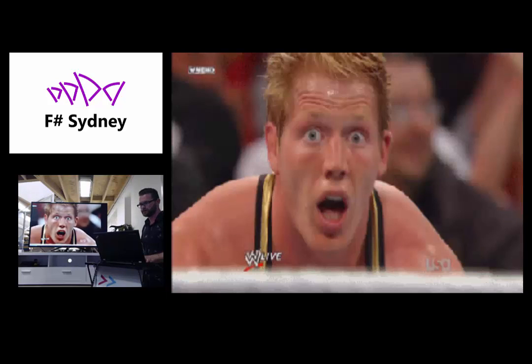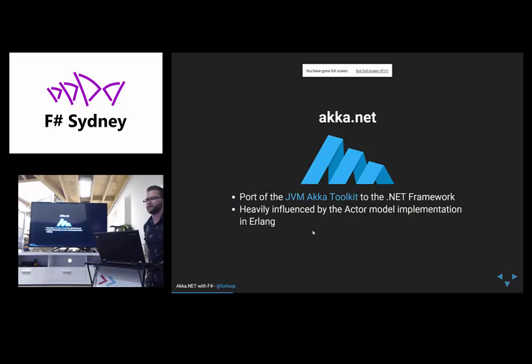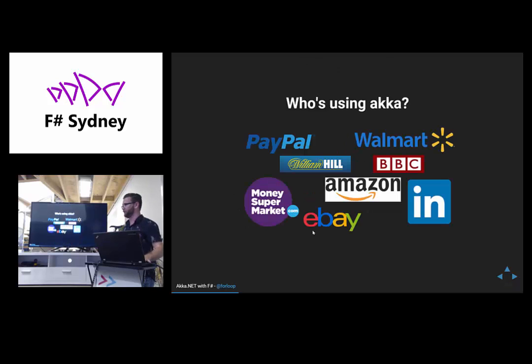Which brings us nicely on to Akka. So what is Akka.NET? It's a port of the JVM Akka toolkit over to .NET, and Akka itself is heavily influenced by the actor model implementation in Erlang. And to give you a flavour of who's using Akka right now, all of these big guys are using it. I think William Hill are using it for back-end betting systems. I believe LinkedIn are using it for back-end data analytics. It's quite ideally suited for any kind of system where you need low latency and high throughput.